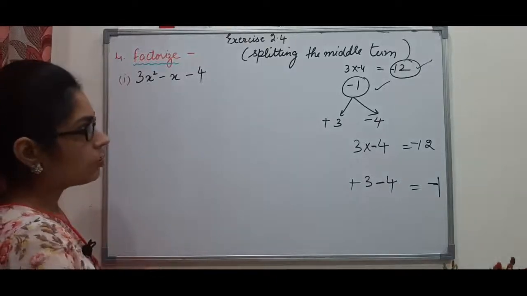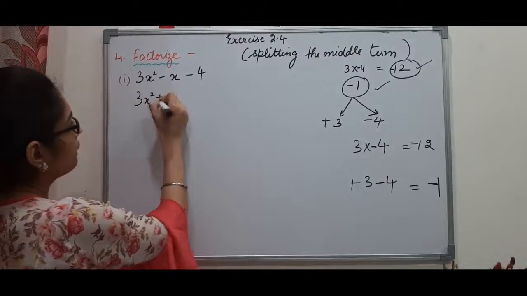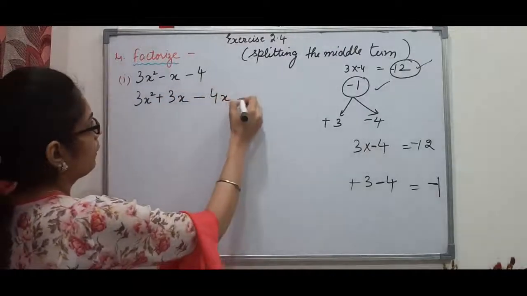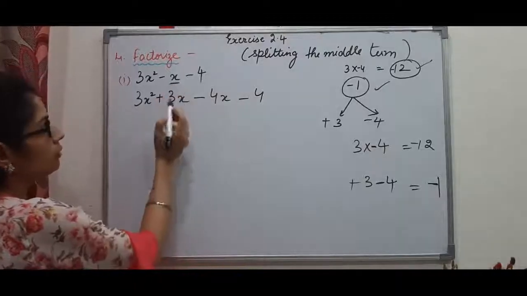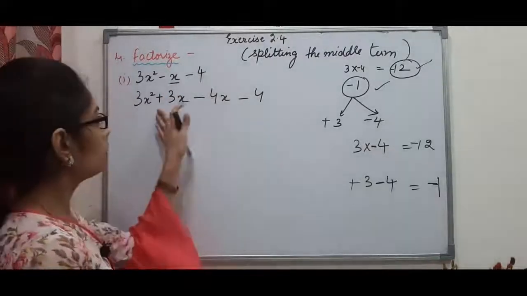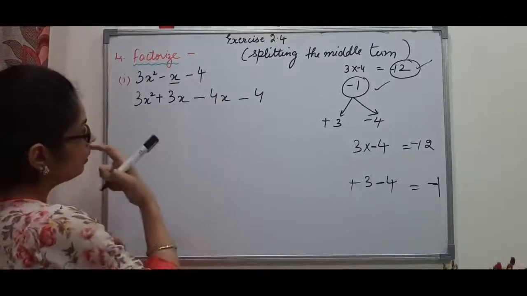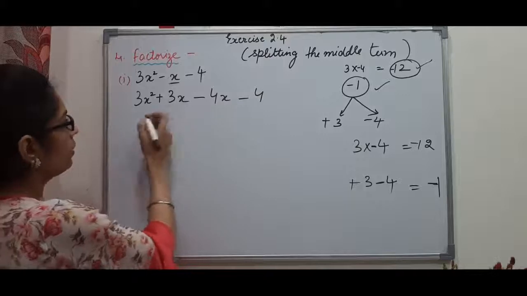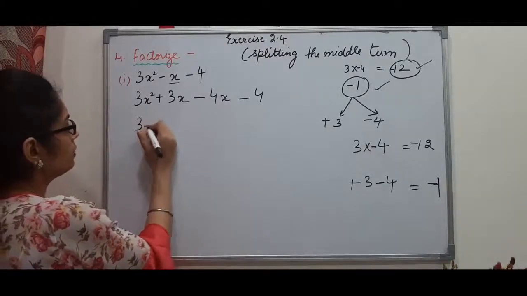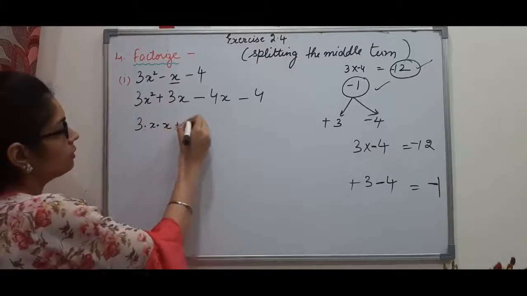Only those 2 numbers you have to choose which are meeting these 2 requirements. Now in place of minus 1 we will write plus 3x, minus 4x. See, the middle term I have just written, minus x is plus 3x minus 4x, because 3 minus 4 is minus 1. Now see, there is no need to write these terms in broken form. So I'll just write it like this: 3 into x I will write x square, I will write x into x, plus 3x I will write.